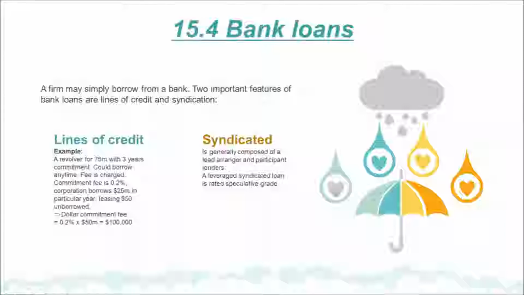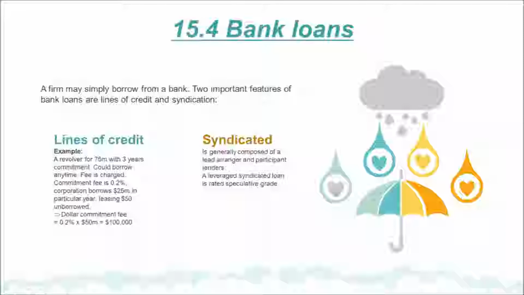The commitment fee is generally charged on the unused portion of the revolver. Suppose that the commitment fee is 0.2% and the corporation borrows 25 million in a particular year, leaving 50 million unborrowed. So the dollar commitment fee would be $100,000, because we take 0.2% multiplied by $50 million for a year, in addition to the interest on the 25 million actually borrowed.